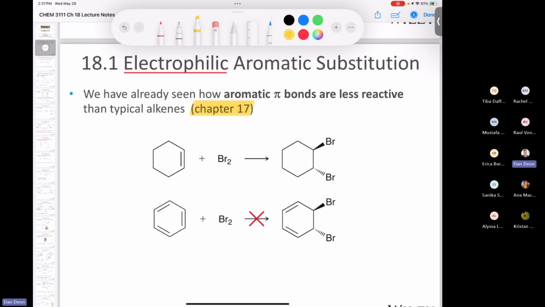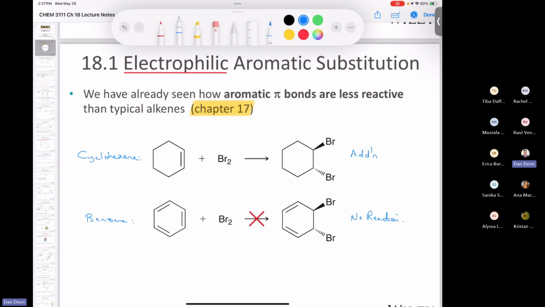We said, okay, if you take some cyclohexene and you treat that with bromine, you get an addition reaction, and you get anti-addition, so you'd form this compound plus the enantiomer. However, if you take benzene, you remember that benzene is aromatic, and so it's a very stable compound, and so it does not do an addition reaction. You get no reaction when you put benzene and bromine. Nothing happens at all, and again, it's because benzene is an aromatic compound.